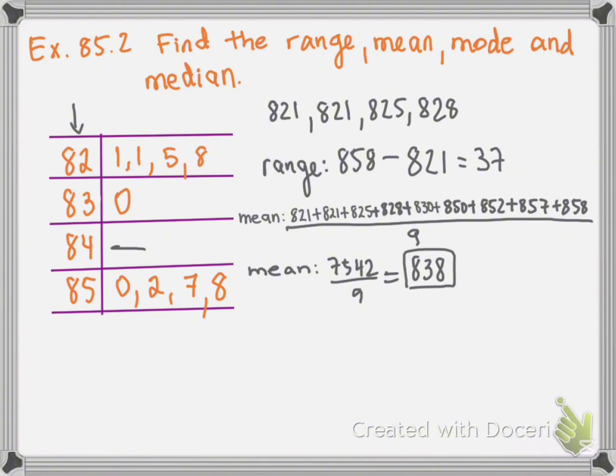Now remember that the mode is the one that repeats the most. And in this case, we have 821 that repeats 2 times and nothing else repeats. So 821 is our mode. Finally, we have the median. Remember, the median is in order, the one in the middle. Since there are 9 numbers, we do have one in the middle, which is 830, and that is our median. And that's it, pretty easy.